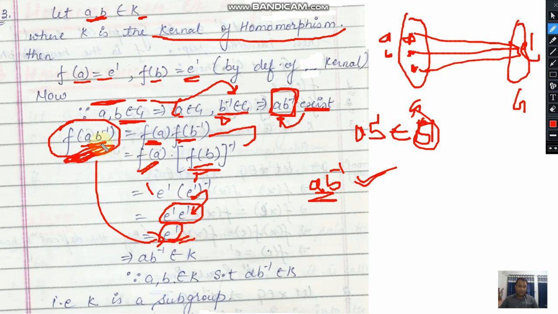It means A B inverse is being mapped onto the identity. So A B inverse is an element of the kernel, because the elements of the kernel are mapped on identity. So A B inverse belongs to K. Hence we can say that K is a subgroup. In the next part we will prove that K is also a normal subgroup. It means we will apply the definition of X and X inverse.